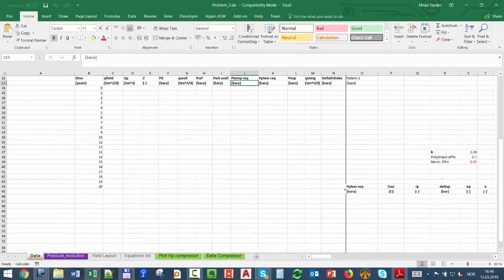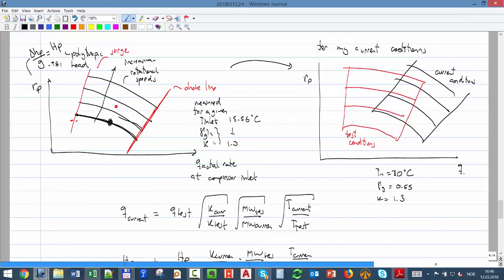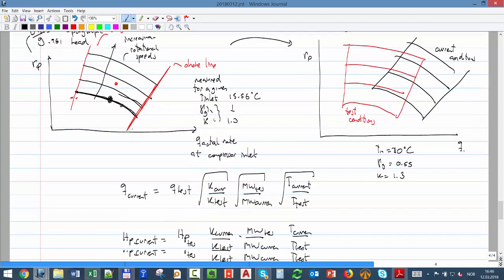Doesn't say here. 1.3. Okay, so I think it's not 1.3 for air, but it's 25 or so. Then I have to shift all of these points. I have to use that transformation to find the new compression curve, and that's where I can plot my point. Okay? Yes?